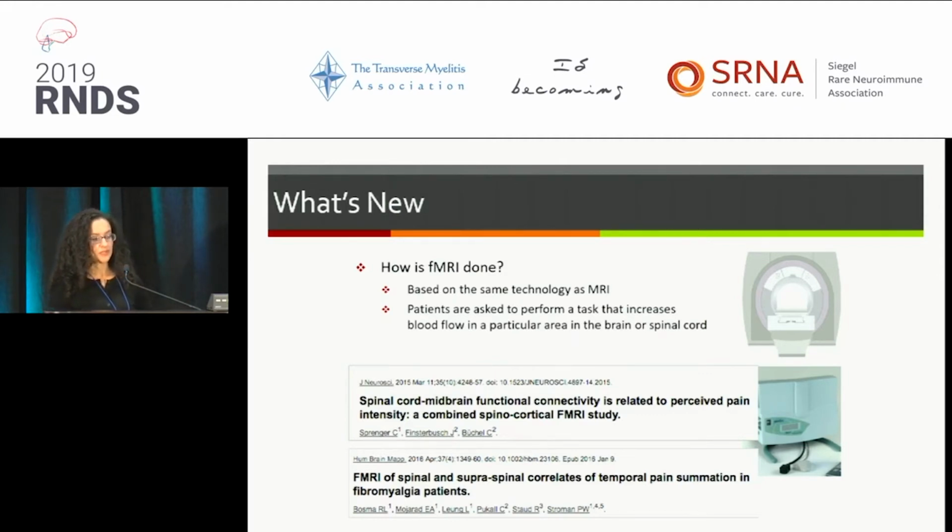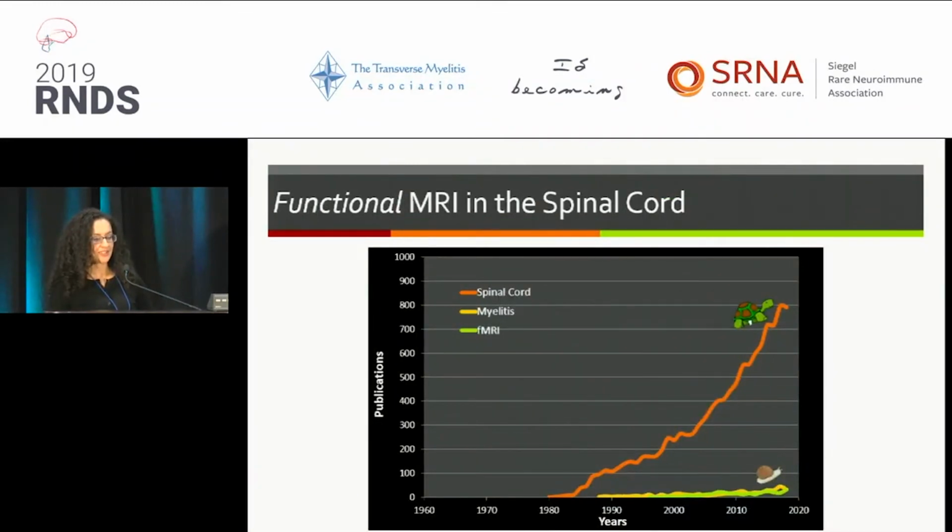And here is that same graph as earlier, but I took out brain. This is spinal cord imaging versus myelitis versus fMRI. So you see myelitis and fMRI are slowly taking off. I think people are getting more and more interested in doing spinal cord imaging in general, but also looking at demyelinating conditions and also fMRI of the spinal cord.